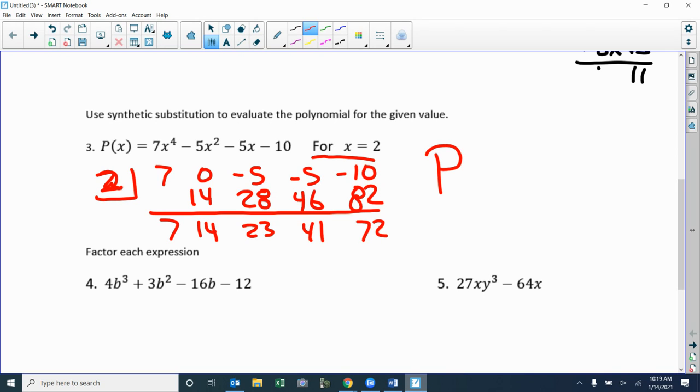So I'm looking for your answer to look like this. P of 2 equals 72. That's your remainder. We're looking for an answer of P of 2 equals 72, and I hope that you write it like that. That's what I want to see.